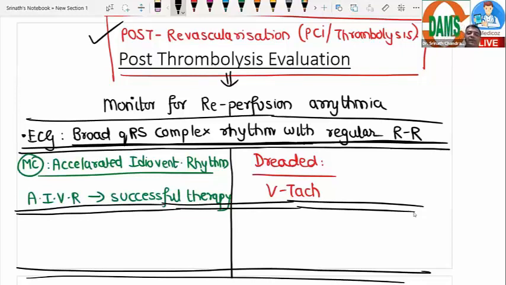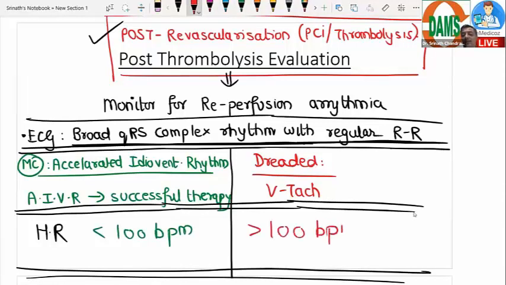The only difference is the heart rate. When it is less than 100 beats per minute, it is AIVR, time to celebrate. When it is more than 100 beats per minute, you must be worried, because this is the most common cause of death. So this is how you manage acute coronary syndrome. I hope you enjoyed it.